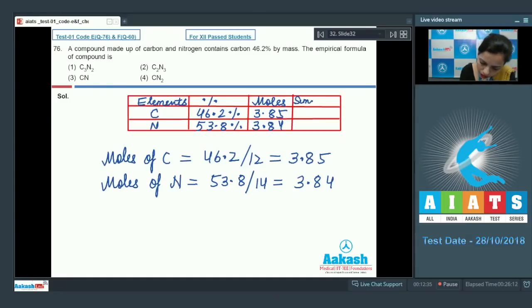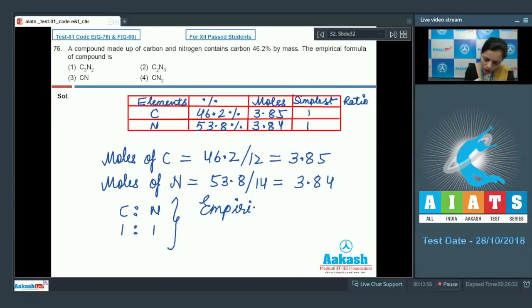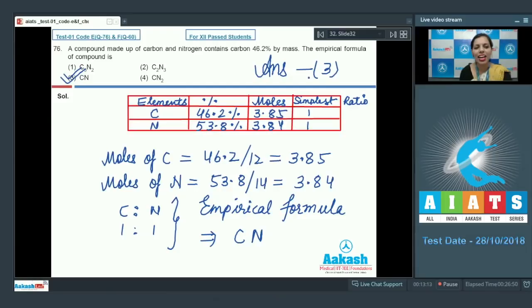Now, what would be the simplest ratio? Simplest ratio is 1 for both carbon and nitrogen. So, the ratio for this carbon and nitrogen is 1:1. So, what would be the empirical formula? Empirical formula represents the simplest ratio of the elements present in a particular compound. So, it would be CN. And if it is so, we can easily find out the correct answer, that is option 3. The answer for this particular question is option 3. I hope this question is also clear to you. Let's move on to the next question.